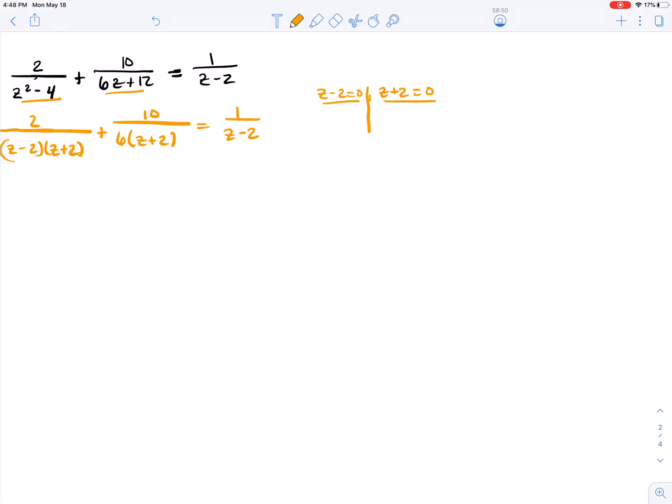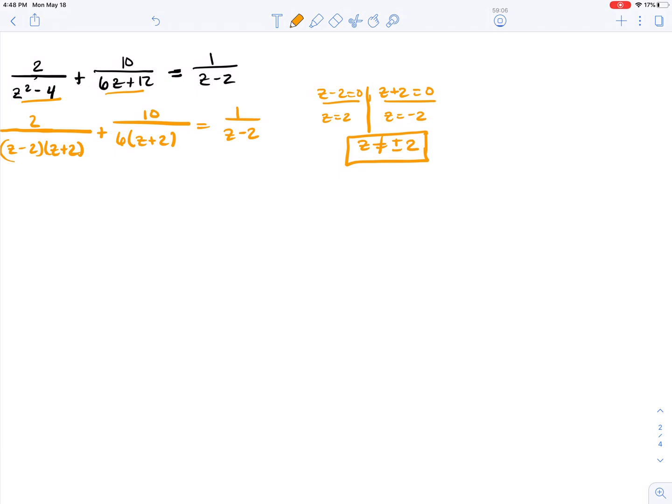So let's solve z minus 2 equals 0, so z equals positive 2. Z plus 2 equals 0, so z equals negative 2. So z cannot equal plus or minus 2. Those are my non-permissible values that I've found.